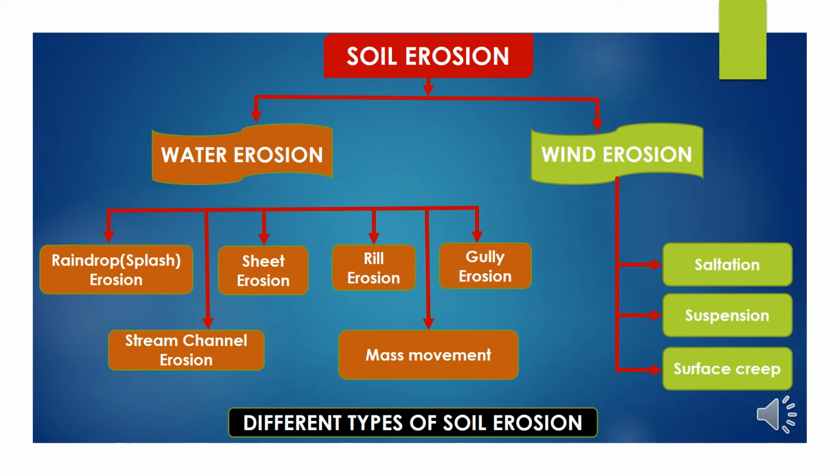Here we will discuss the different types of soil erosion. Soil erosion is divided into two types. First is water erosion and second is wind erosion. Again, water erosion is of different types like raindrop or splash erosion, sheet erosion, rill erosion, gully erosion, stream channel erosion, and mass movement erosion. And wind erosion is of three types: saltation, suspension, and surface creep. We will discuss each and every erosion in the next coming chapters.